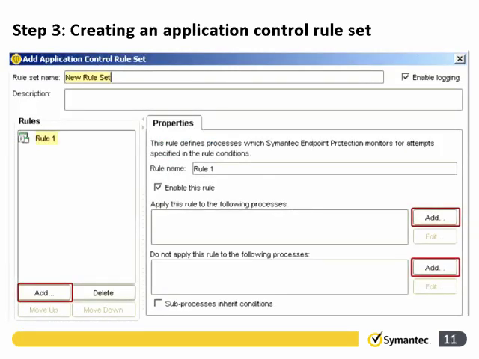So we've created the application control rule set. We can add in the rules, and we can enable these rules for particular processes. Notice in the central area here, we can enable the rule to apply this rule to the following processes, or do not apply this rule to the following processes. So you can set up exclusions within the application control rule set.